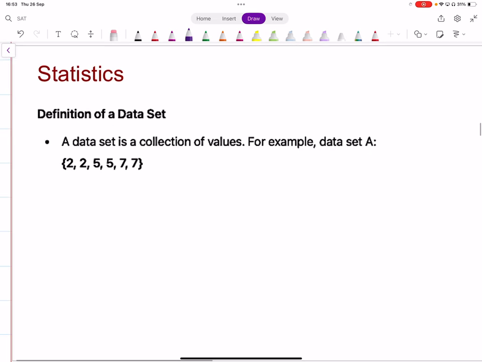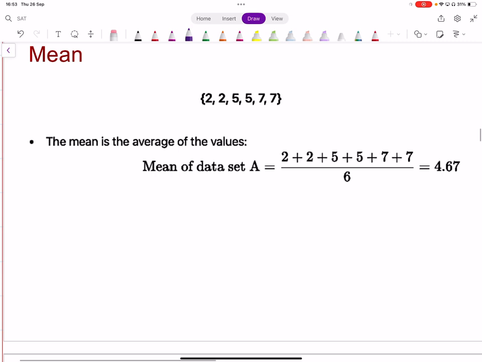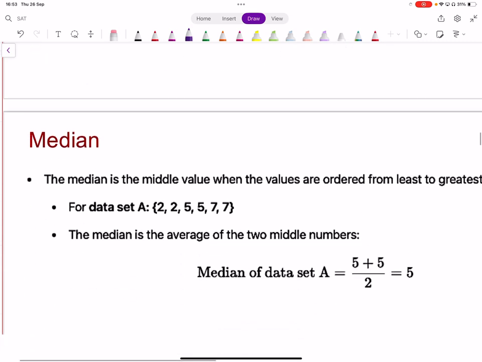A data set is basically just a set of values written like this. So it's a collection of values. Whenever they refer to a data set, that means you have a number of values written like this. Okay, so this is a data set, 2, 2, 5, 5, 7, for instance. You need to be able to find the mean of a data set like this. How do you find the mean? Add up all the values, divide by the number of values, right? That's how you find the mean.